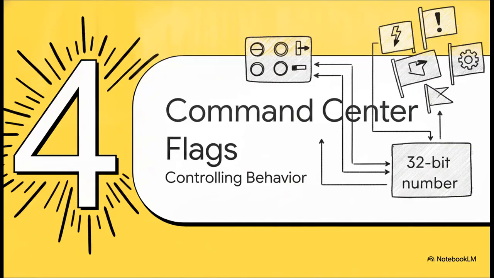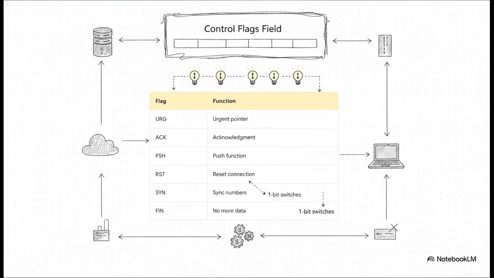All right, Section 4, the command center flags. So while those sequencing numbers are absolutely huge, the header also packs some incredibly tiny rapid-fire control mechanisms. Inside the 8-bit control flags field, we have these individual 1-bit switches, literally just a 1 or 0. But man, they dictate the entire core behavior of the connection.